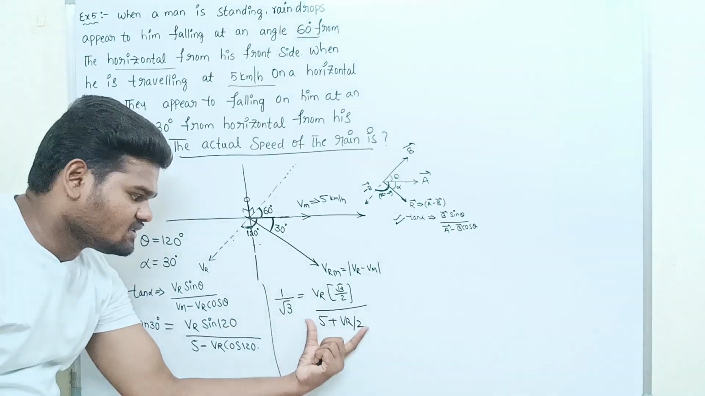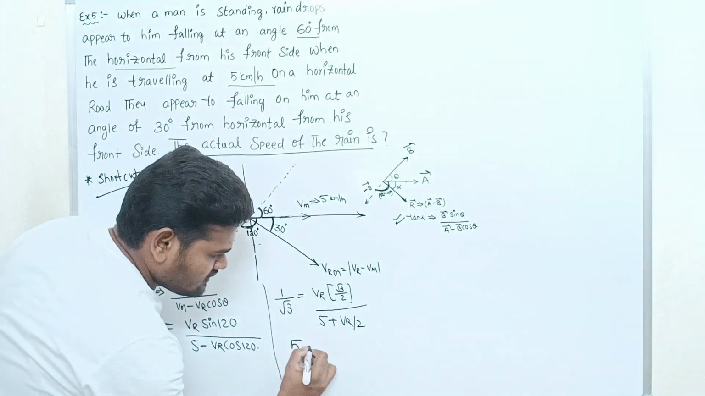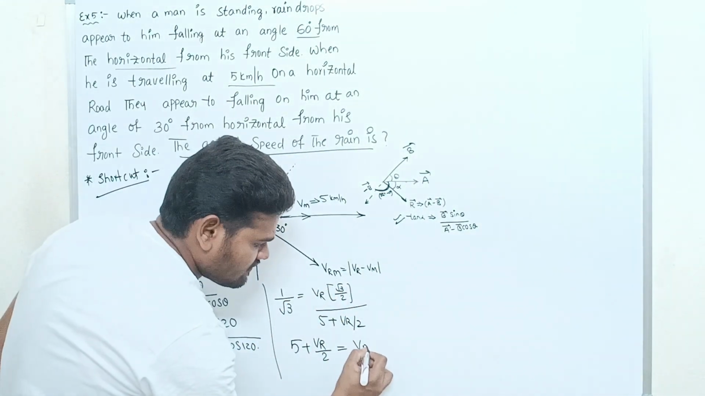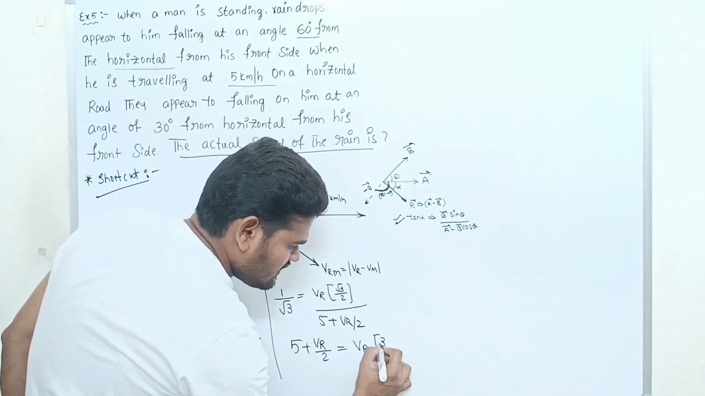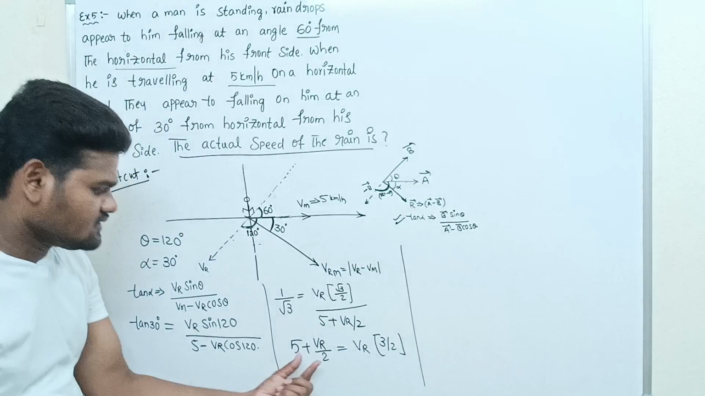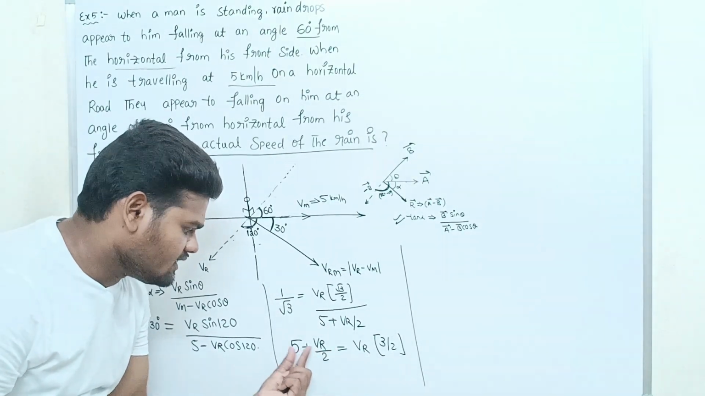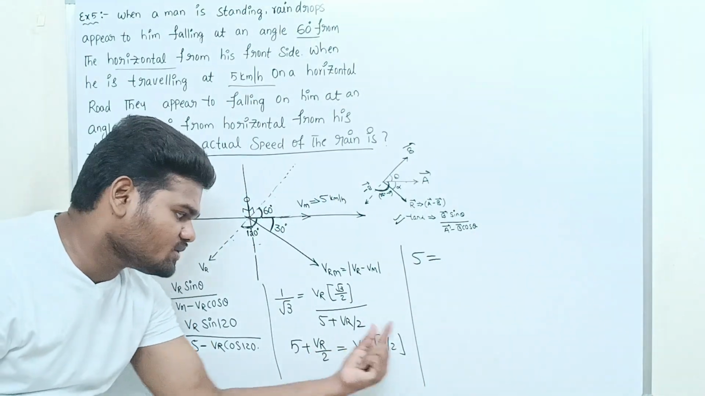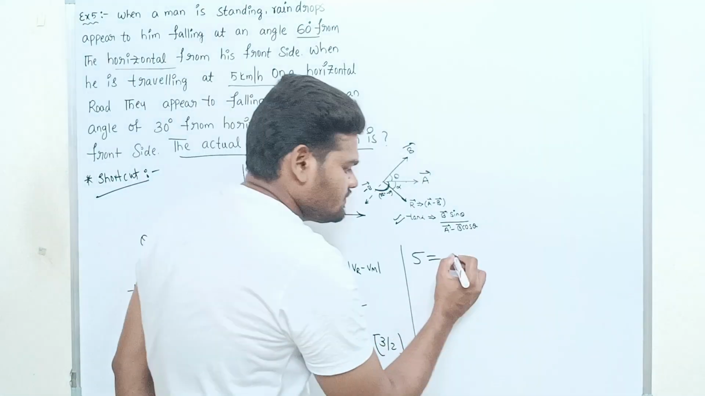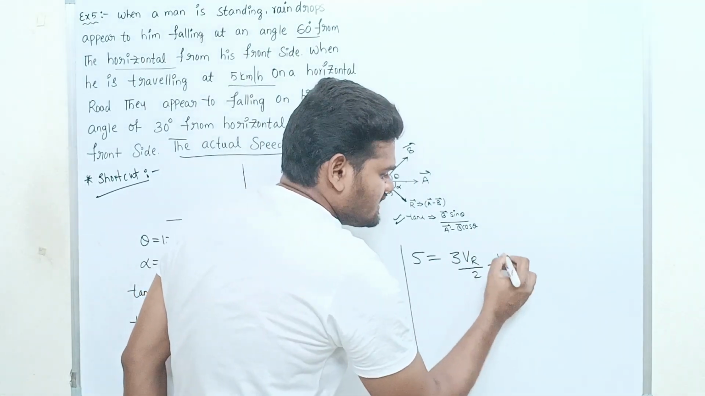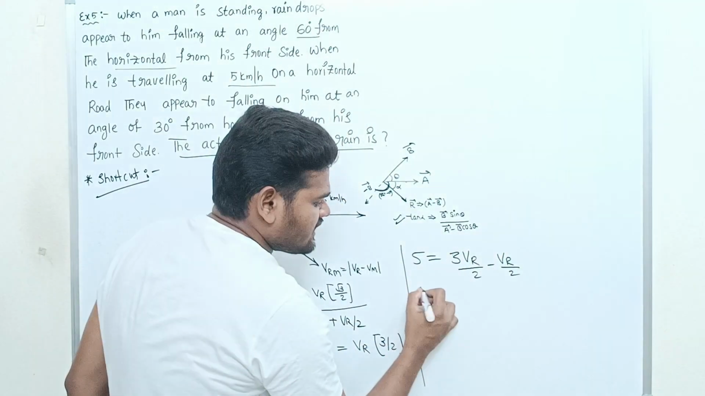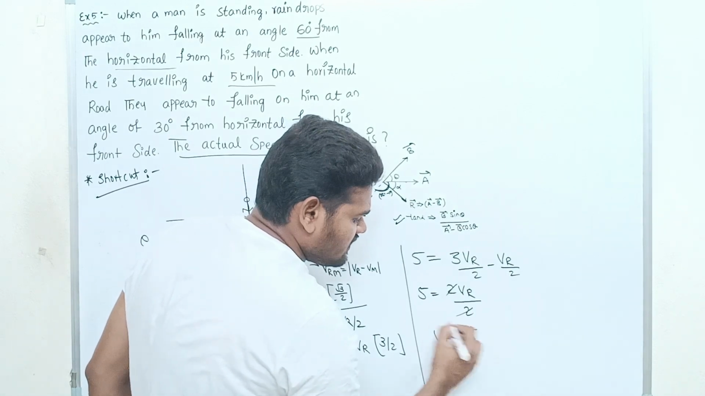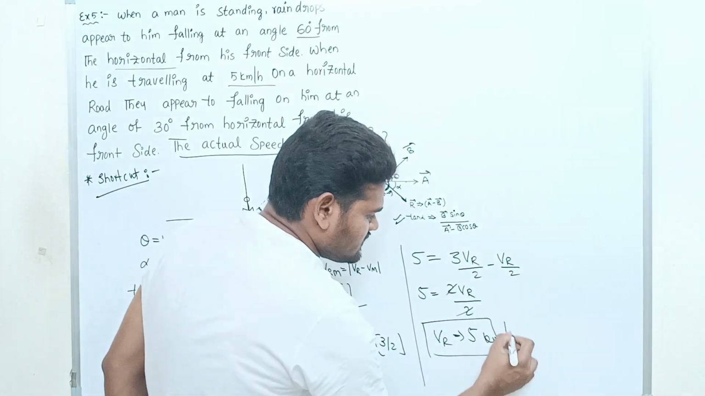Just bring this term to this side. The denominator comes to this side and becomes the numerator. So 5 plus Vr divided by 2 is equal to Vr root 3 into root 3 divided by 2, which is 3 by 2. So what we need is to find the Vr value. So 5 is equal to, bringing this Vr by 2 to this side, where 3 Vr by 2 is already there. So 3 Vr by 2 minus Vr by 2, that is 3 Vr minus Vr, 2 Vr divided by 2. The 2 gets cancelled out. So the velocity of rain is equal to 5 kilometers per hour.